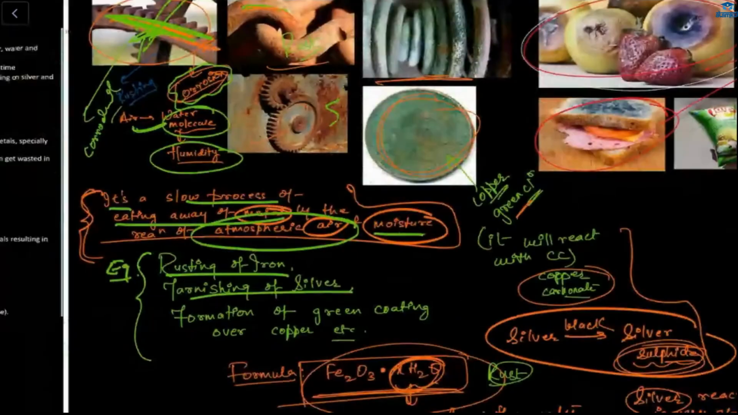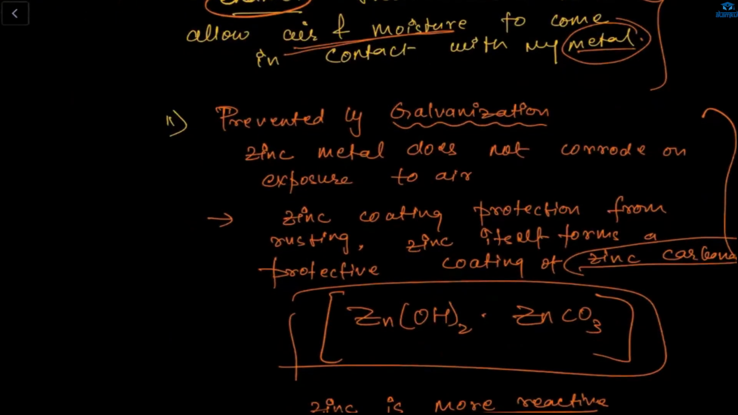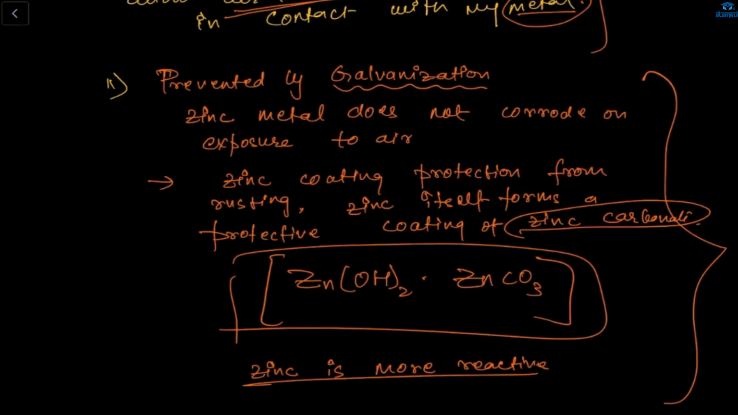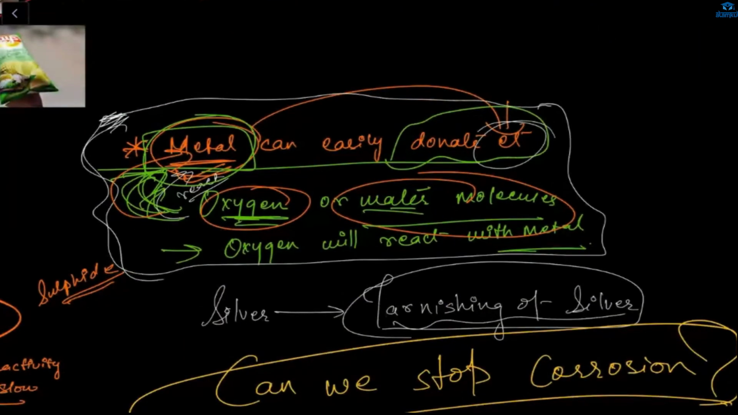Okay, everybody understood what rusting is and how we can prevent it? First, by painting it. Second is galvanization, the zinc coating we can do. Third is coating the surface of iron with chromium, nickel, and aluminium. And fourth, converting into an alloy. This is the property of metal, that metal can easily donate electrons, and the oxygen and water molecules want electrons.